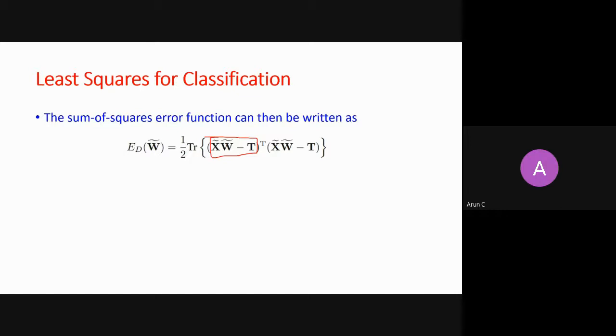Don't go to what I have written on the slide. I am simply asking you, when you do XW minus T, it will give you the total error between the target and the prediction. So how do you calculate the cost function for least square? That's my question, right?